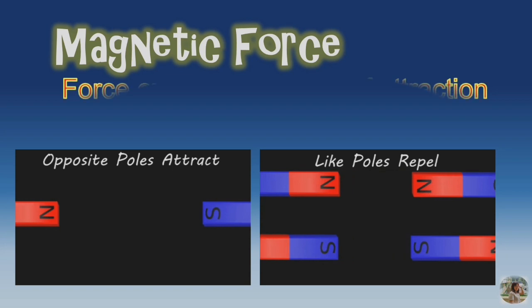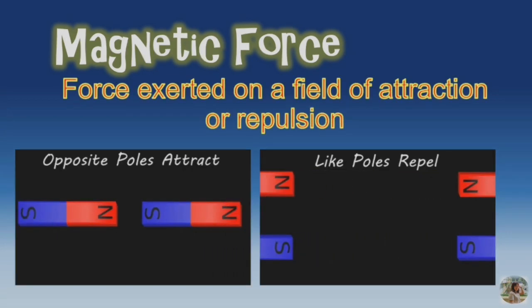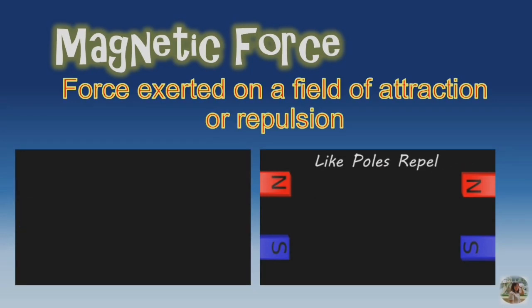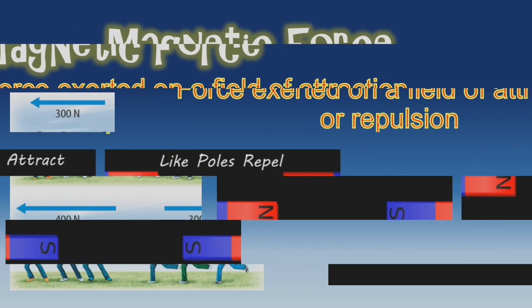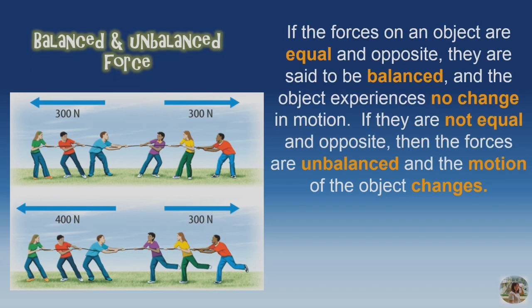Magnetic force is a type of force exerted on a field of attraction or repulsion, meaning this force is exerted between the pole of a magnet and a magnetic material. In this case, the rule of attraction and repulsion takes place. Opposite poles attract, like poles repel. Forces affect motion. It is said to be balanced and unbalanced.